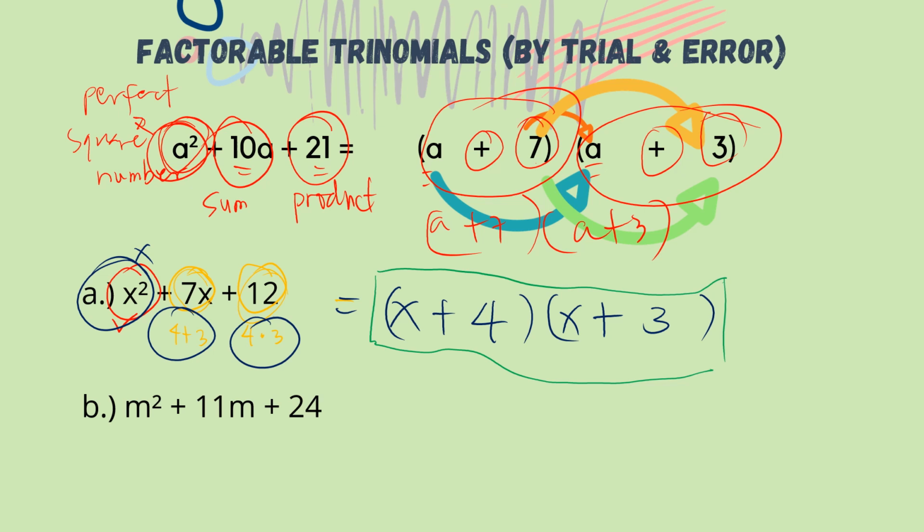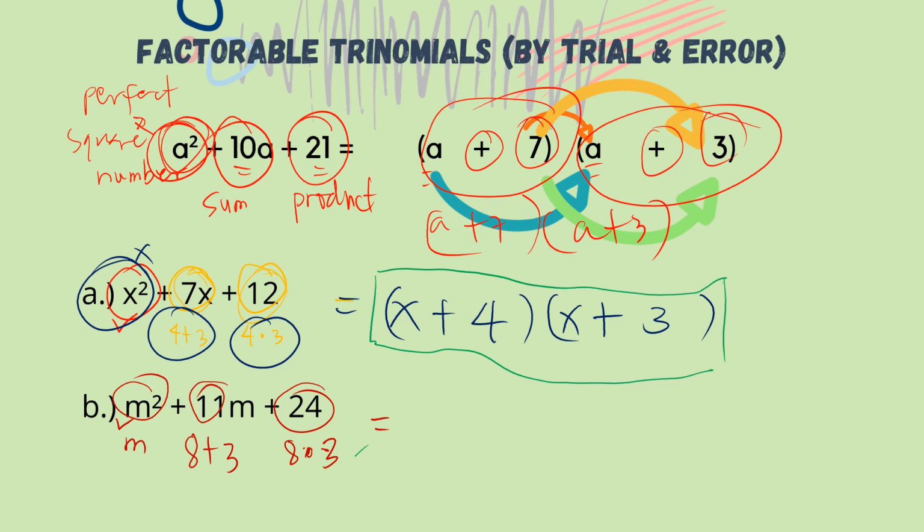And for the last one, last example, so is this the perfect square number? Yes. So galing siya kay m. M times m, m squared. Now, what is the number being multiplied? You'll get 24, and when you add, you'll get 11. Okay, perfect. That is 8 times 3. Okay, let me erase. Okay, so that will be 8 times 3 and 8 plus 3.